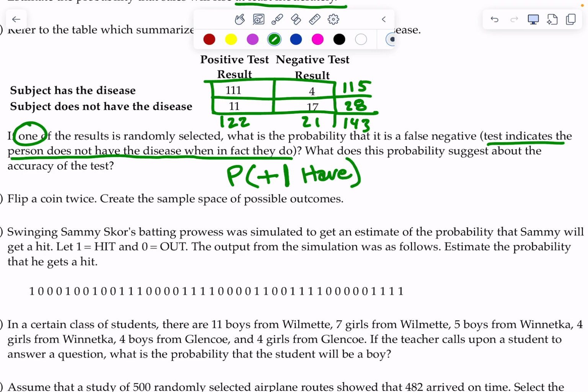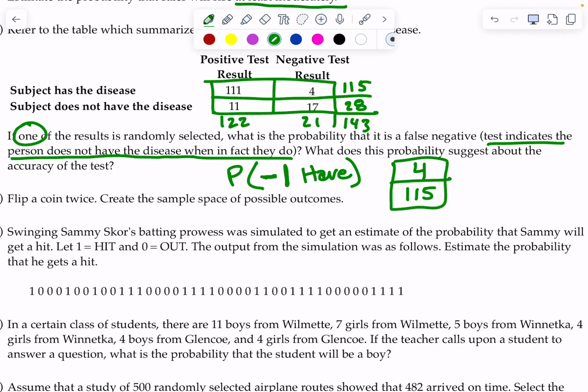Do you see how that works out? Test indicates that the person does not have the disease. Sorry, it should be a negative. Negative right here, negative given that they have the disease. Yeah? That's how I separate that out. Negative, given have. Has is 115, and negatives is 4. So 4 out of 115, is that what you got? Yeah? Okay. Do we see how that is read?